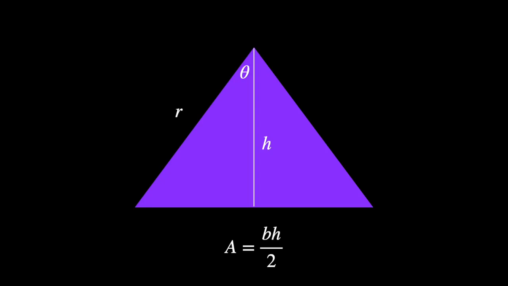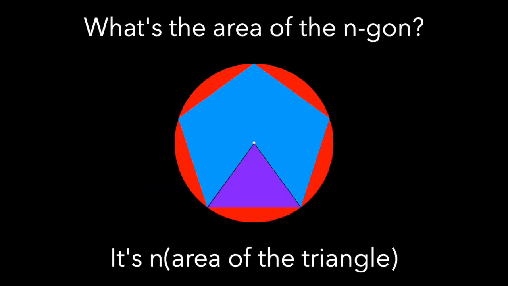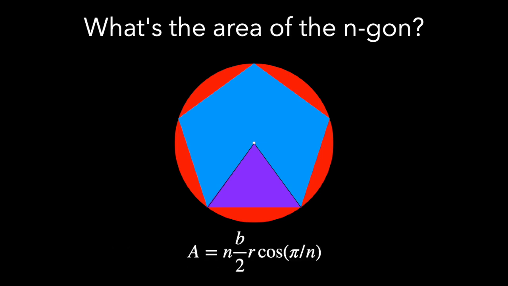Don't stop. It's about to get good. Oh, and we're not going to calculate the base. We're not going to bother. So that means the area is half the base times the height, and subbing in for height, the area is base over 2 times r cos pi over n. So what's the area of the n-gon? It's n times the area of the triangle. That's this, and I'll move the n over and write it like this. That looks like a mess, but let's check it out.